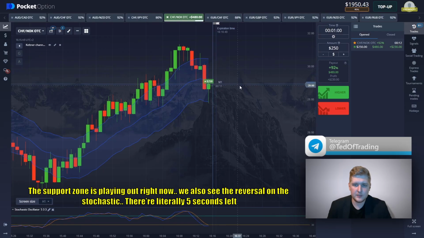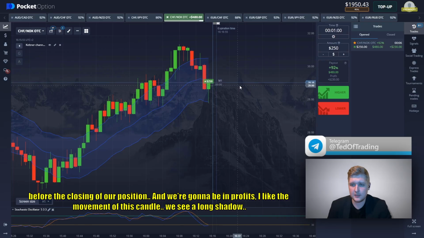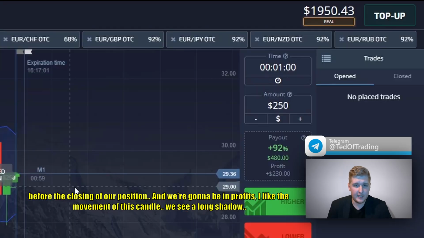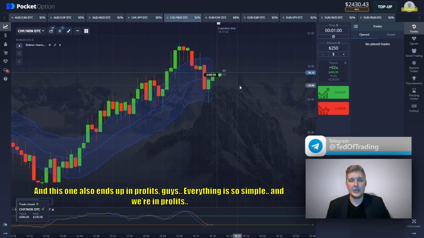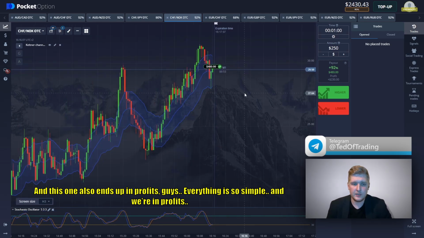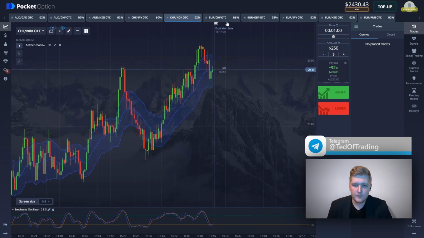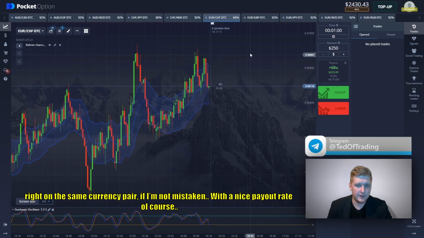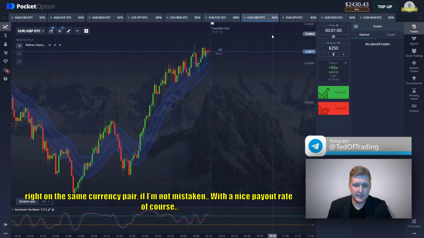The support zone is playing out right now. We also see the reversal of the stochastic. There are literally 5 seconds left before the closing of our position and we're gonna be in profits. I like the movement of this candle. We see a long shadow and this one also ends up in the profit, guys. Everything is so simple and we are in profits again. Right on the same currency pair, if I'm not mistaken, with a nice payout trade, of course.